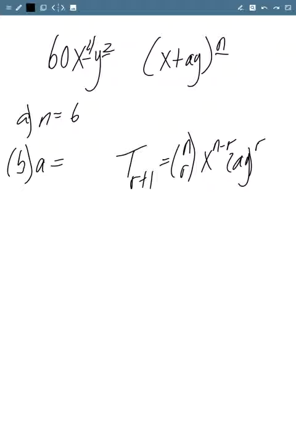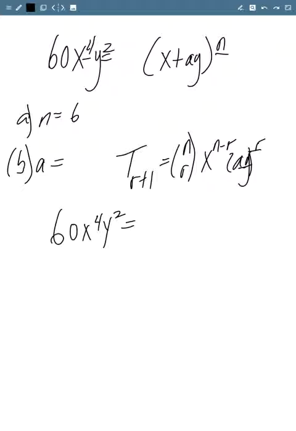And this is equal to, we're going to set this equal to the term 60 x to the fourth y squared. And now we know n and we know r. R is going to be equal to 2 because this r will be the exponent of y, and we know the exponent of y is 2. So I know what n is. I need to figure out what r is by looking at the term that I'm doing here.